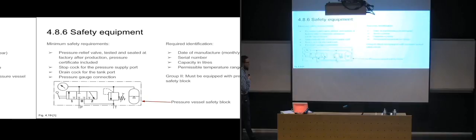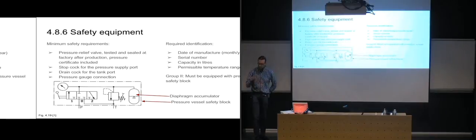And this is the symbol for a pressure vessel safety block, given in the book, where you have, in this case, the symbol for a diaphragm accumulator. An accumulator will always be this oval slot shape, but it is the symbols inside there that will tell you exactly how it works, if it's a diaphragm or a piston or a bladder.